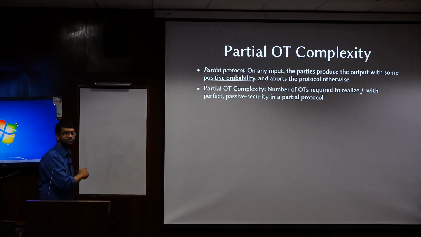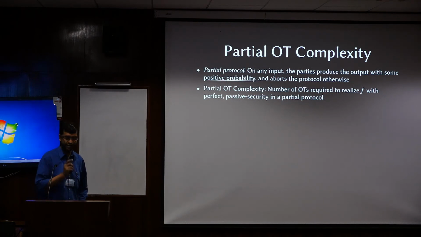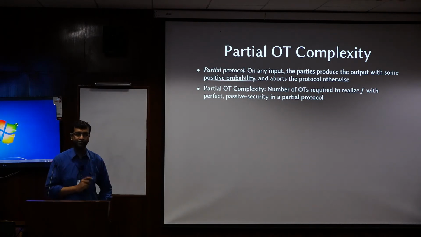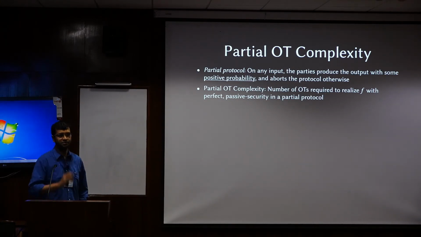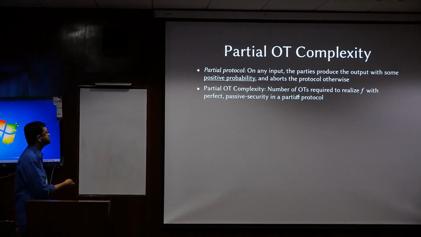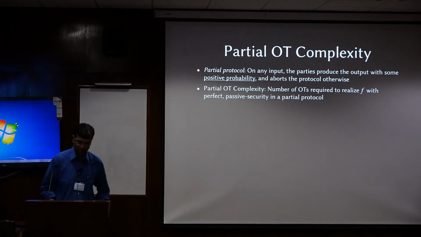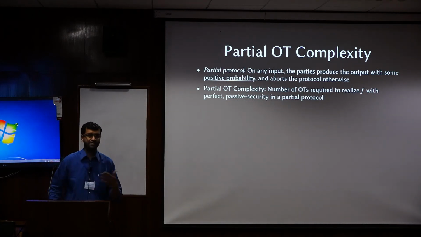So I define this partial protocol as something in which it's okay to abort most of the time, as long as, conditioned on not aborting, you do fine. It should be secure, and that should happen with some positive probability. I'm not even insisting it's exponentially small. It could be even smaller for now. So partial OT complexity can be defined in terms of the number of OTs required. You are allowed to use any positive probability. Our intuition is that making that smaller and smaller is not going to let you save on OT complexity beyond some limit.